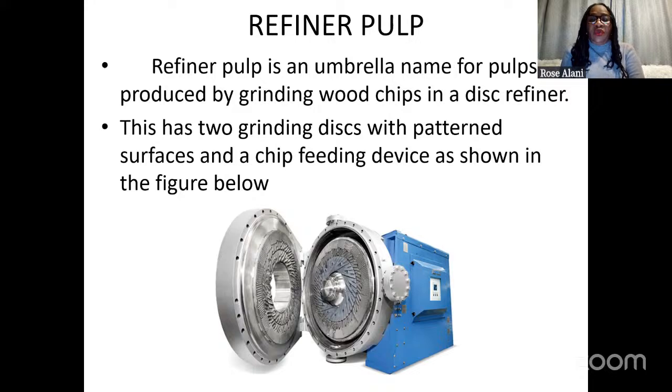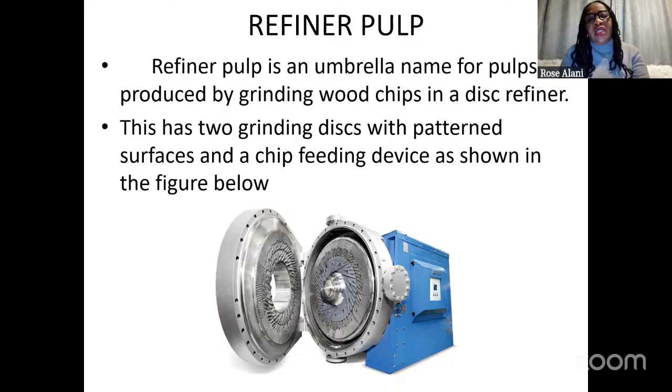I told you we have different methods. For the ground wood, is the stone that you have cut the surface into some patterns that you're grinding with. But in the refiner pulp, and in that ground wood, you use logs of wood. But in refiner pulping, we have an umbrella name. We have different types of refiner pulping.